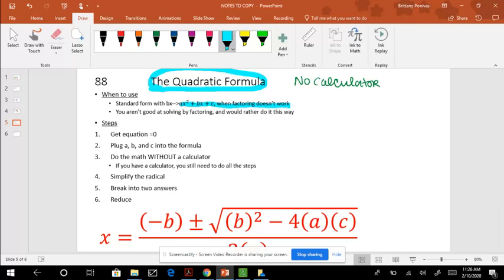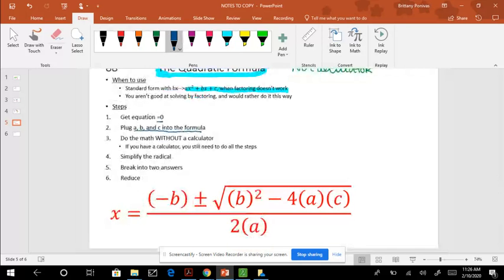So in order to use the quadratic formula, you first need to get the equation set equal to 0. So you might have to move some things around if it is not. You plug a, b, and c into the formula. And then you have to do the math without a calculator. Even if you have a calculator, you still need to simplify all the steps as you go through, the same way you would without a calculator.